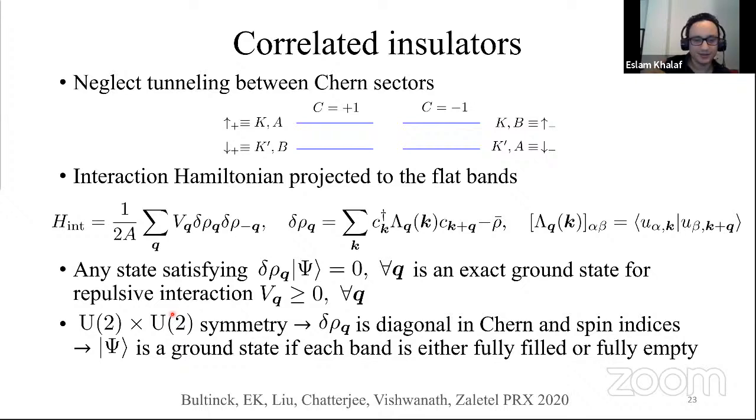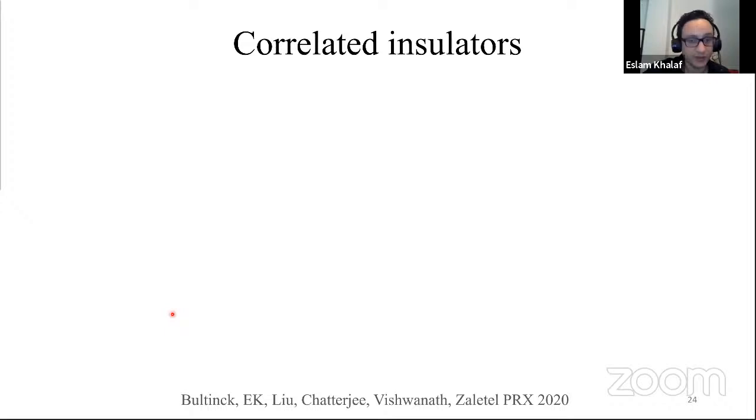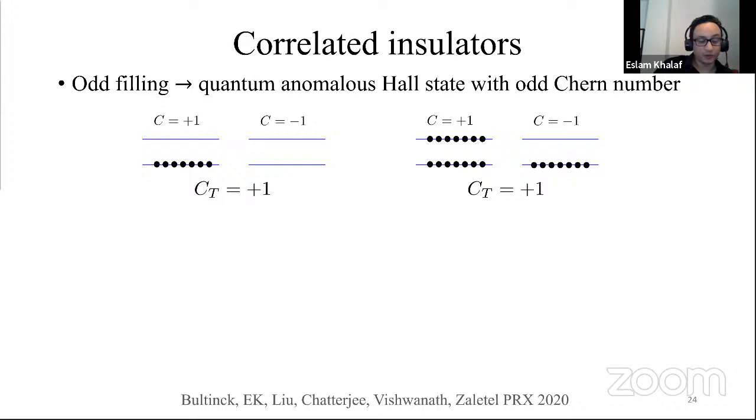So when we think of twisted bilayer graphene, we have the following. If we are, for example, at odd filling, we can fill 1 out of 4 or 3 out of 4, but it's easy to see that in all of these cases, we will have a net Chern number. So we end up automatically, in this case, getting a quantum anomalous Hall state as the ground state of our system. On the other hand, if we're at even filling, we have two options.